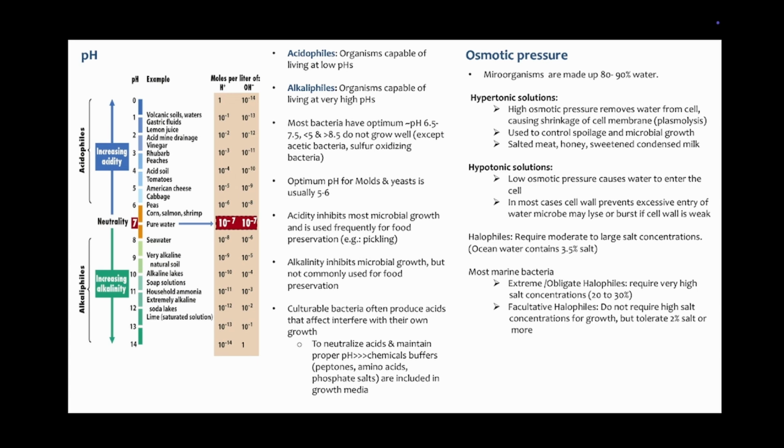So a bit more straightforward for pH is either acidophiles or alkaliphiles. Alkaliphiles for alkaline conditions, acidophiles for acidic conditions. Usually bacteria grow well around neutral, except for certain specific bacteria, sulfur oxidizing bacteria, for example. But most of the bacteria will grow around the neutral range. Neutral range usually from 6.5 to 7.5.